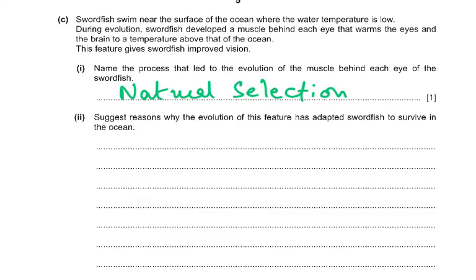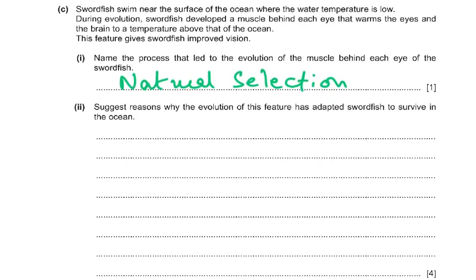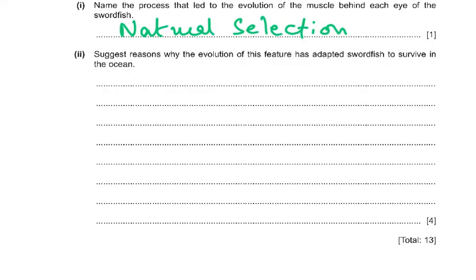So natural selection would be the 1 mark for that. Then suggest a reason why the evolution of this feature has adapted swordfish to survive in the ocean. You see, if they are at an advantage, they can see better and they can find and hunt the prey or the food. So if they have more food, they have more energy, they will outcompete the other animals.